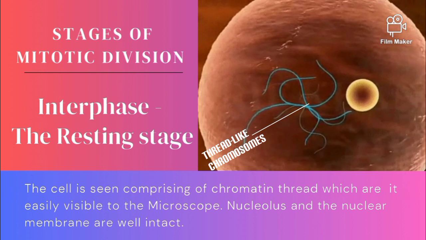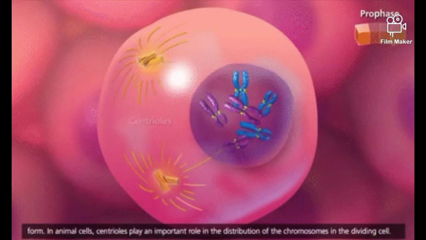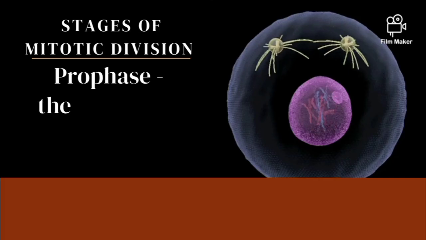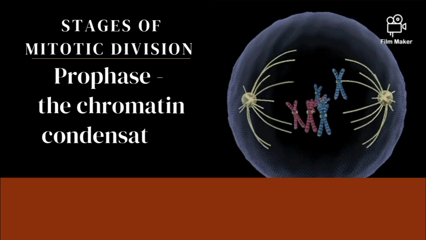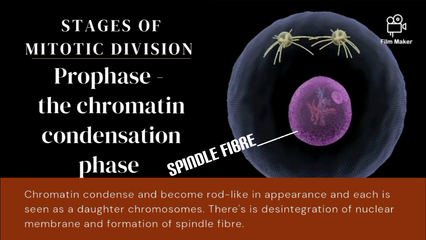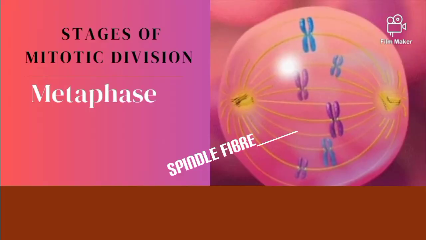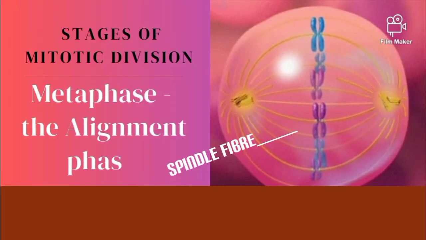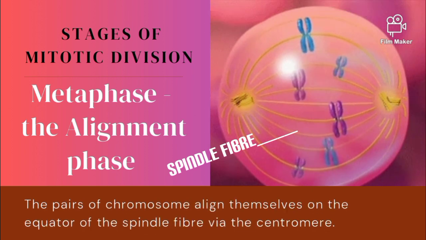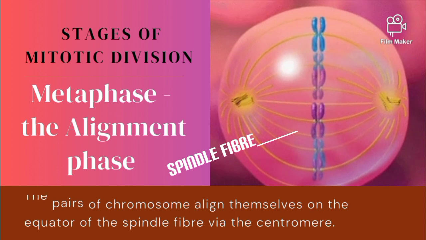Stage 2, the prophase. At early prophase, the chromatin shortens in length, condenses, and becomes rod-like, and each is seen as consisting of a pair of chromatids. Prophase ends with the breakdown of nuclear membrane and the formation of spindle fiber. Stage 3, metaphase. This is the alignment stage when the pair of chromosomes align themselves at the equator of the spindle. At late metaphase, the chromosomes draw apart towards the opposite poles of the equator.